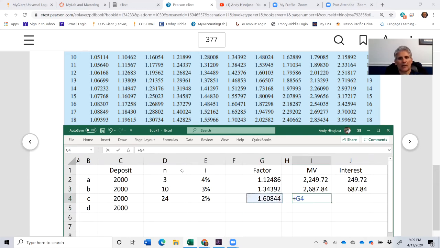We'll take the deposit, multiply it by 1.60844. Maturity value is $3,216.88. The amount of interest is $3,216.88 minus the $2,000, which is $1,216.88.